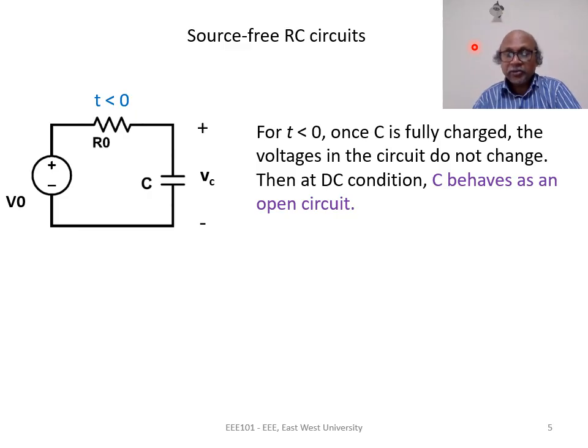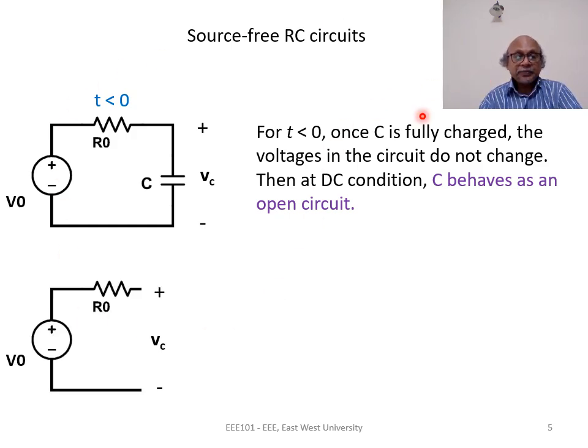Remember, DC condition means the voltage and current in the circuit are not changing with time. And from the property of the capacitor, we know that at DC, C behaves as an open circuit. So we can replace this capacitor as an open circuit this way. And in this open circuit, there is no current. So R0 is ineffective and VC is equal to V0.